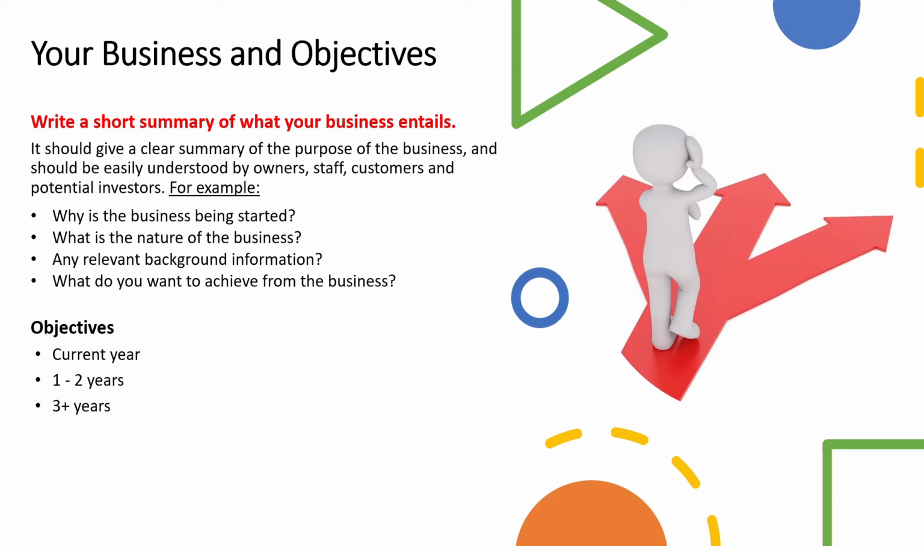Objectives. Here you need to consider how the business will develop and evolve, taking into consideration the current year, the next 1 to 2 years and 3 years plus. So the types of things you might want to think about could be in relation to hiring staff, obtaining premises, launching a new product or service, expanding distribution, increasing revenue, entering new markets locally or internationally, and of course, when do you plan on getting a return on your investment?